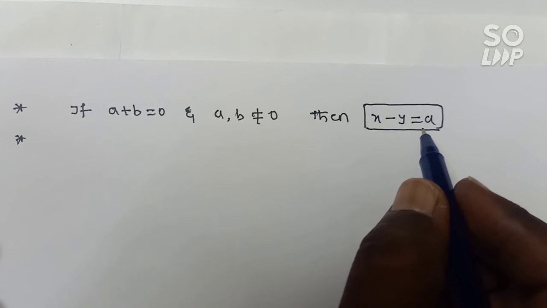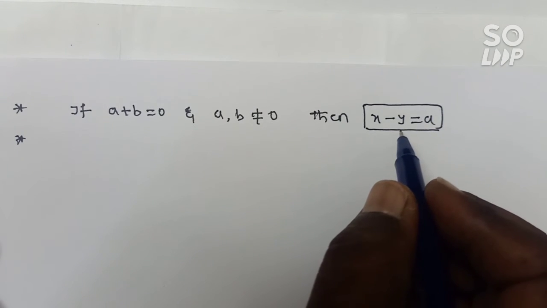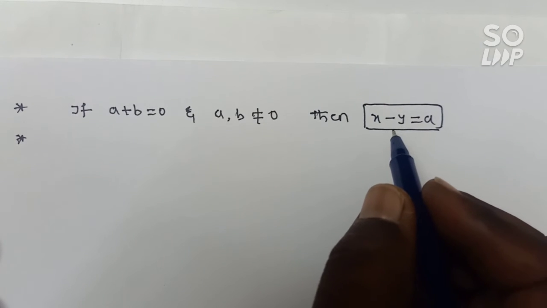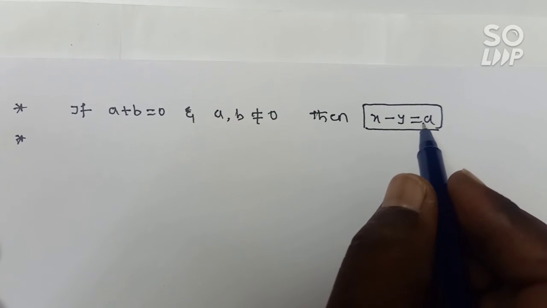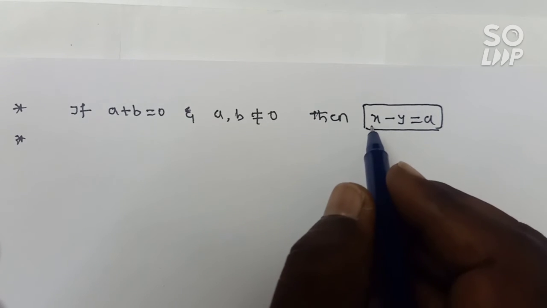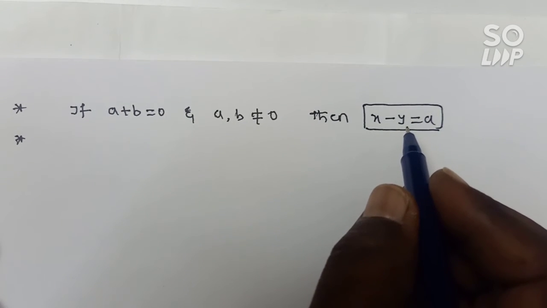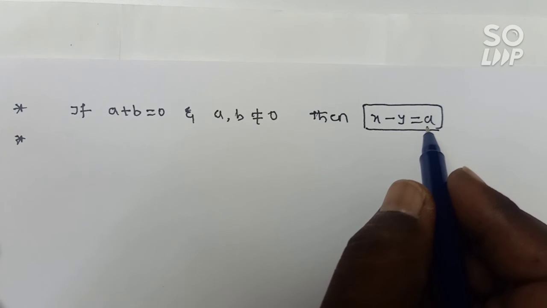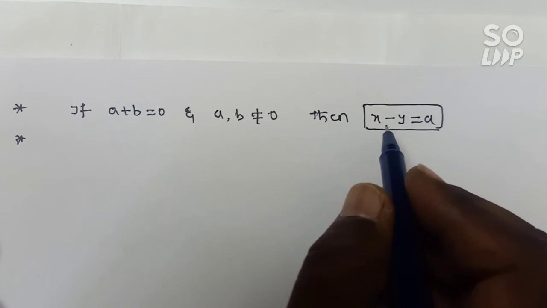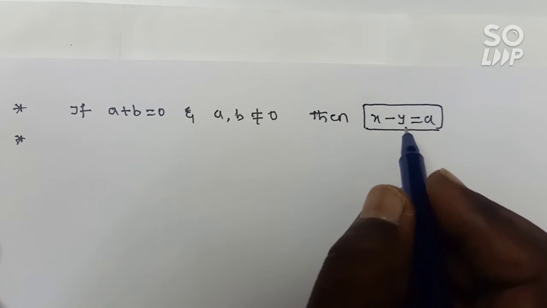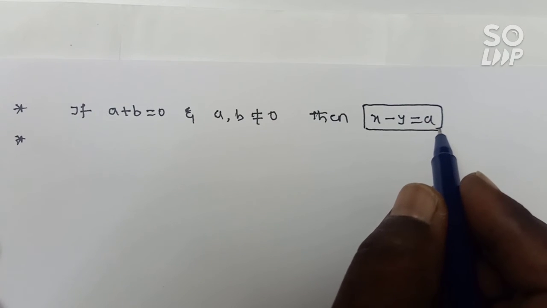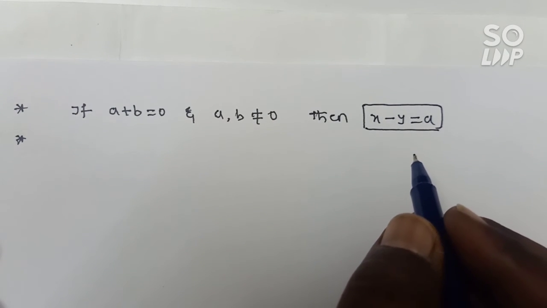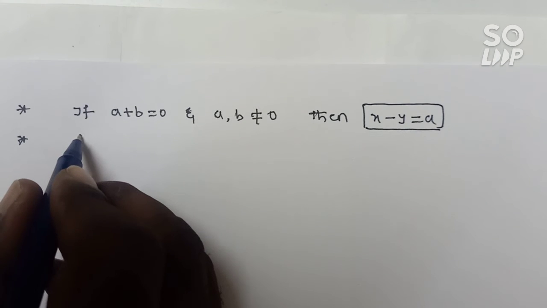if this line passes through the point x1 comma y1. So as usual, from the above formula, if this passes through x1 comma y1, what is that unknown value a? x1 minus y1. So that a value you replace in this equation, then we get x minus y is equal to x1 minus y1. What is that? Equation of the line.